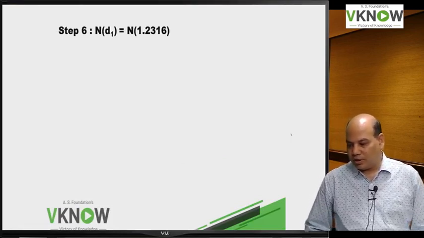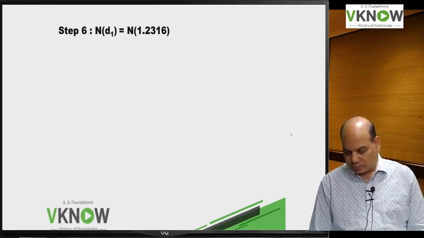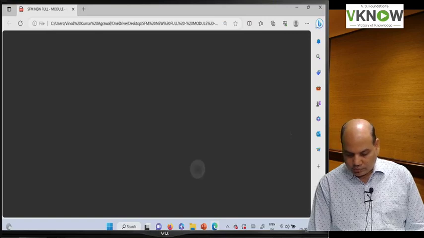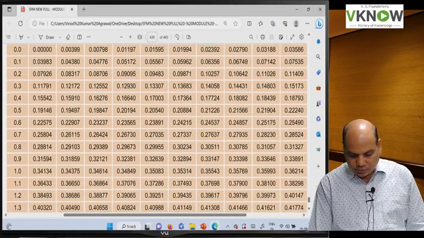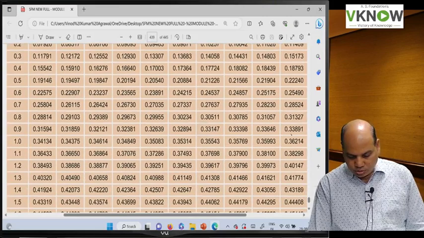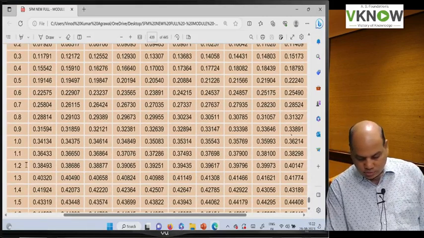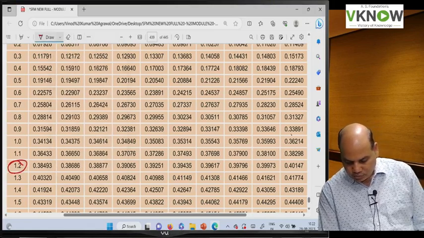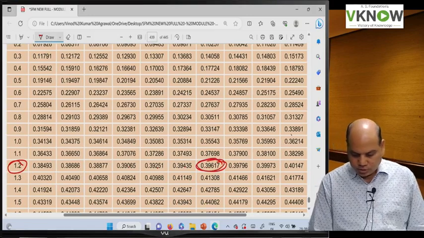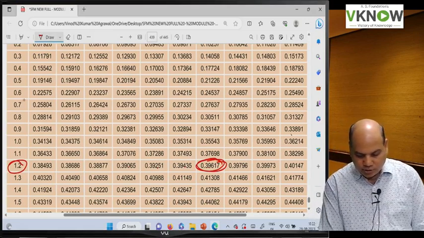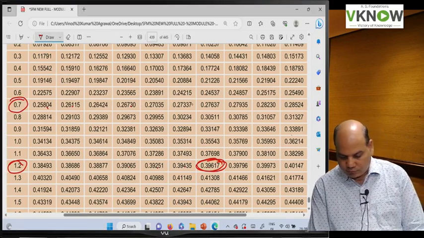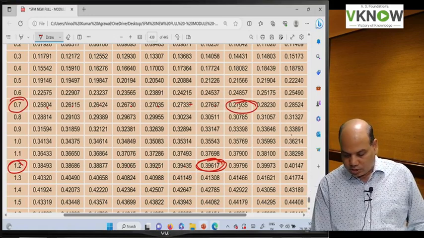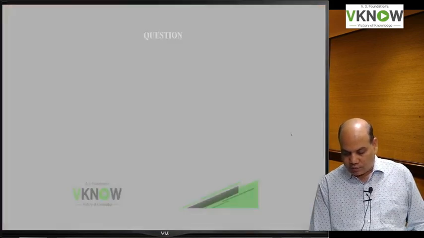Step number 6. ND1 equals N of 1.2316. D1 is positive. If D1 is positive, we have to take 1.23. This is 1.2 here, then 0, 1, 2, 3, 4, 5, 6. This is 1.26. The value is 0.39617. And for 0.77, this is 0.7, then 0, 1, 2, 3, 4, 5, 6, 7. The value is 0.27935. If the table is not given in the problem, then the normal distribution table will be used. But right now I can't help it. The institute has not given any factor.